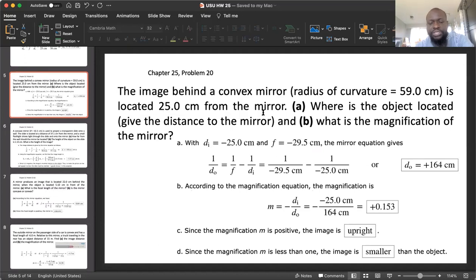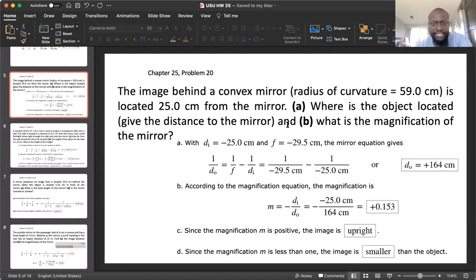The image is virtual. And at the same time, your mirror is a convex mirror. So the focal length is negative. So they're asking you to find the object distance. Just using these two, we can find 1 over D naught. Both are negative now for F and DI. From there, we'll get D naught to be positive. The object was in front of the mirror.